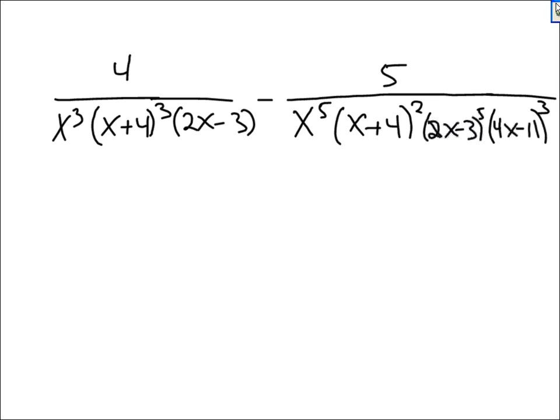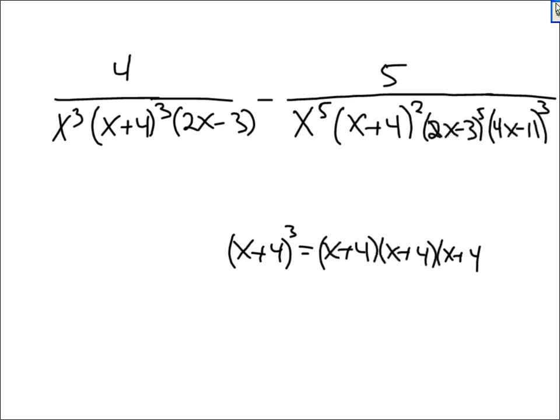Now, just keep in mind, for example, that x plus 4 cubed means x plus 4 times x plus 4 times x plus 4. And if I need to see it 3 times in the corner because I see x plus 4 three times, well, I need to see it 3 times.